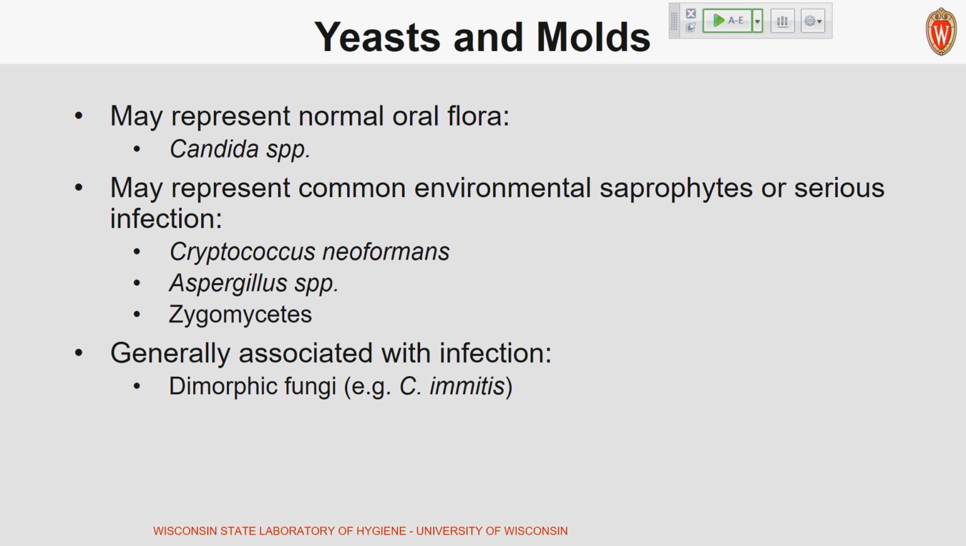Yeasts and molds may represent normal oral flora. So Candida species being one of those bugs that is very representative of normal oral flora. Those that may represent common environmental saprophytes or serious infections, so you have Cryptococcus, Aspergillus, and Zygomycetes. And then those generally associated with infection, you're thinking about the dimorphic fungi, Coccidioides, Blasto, Histo.